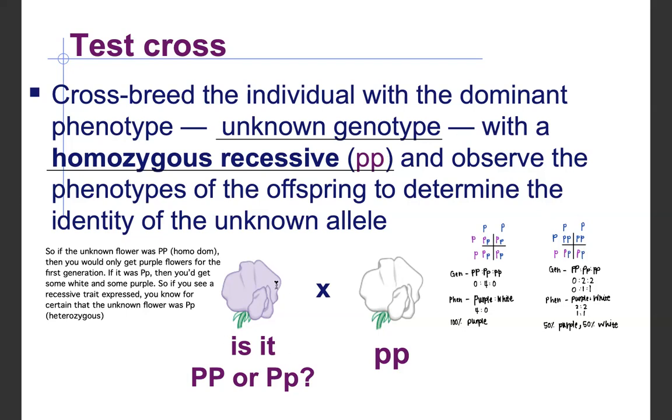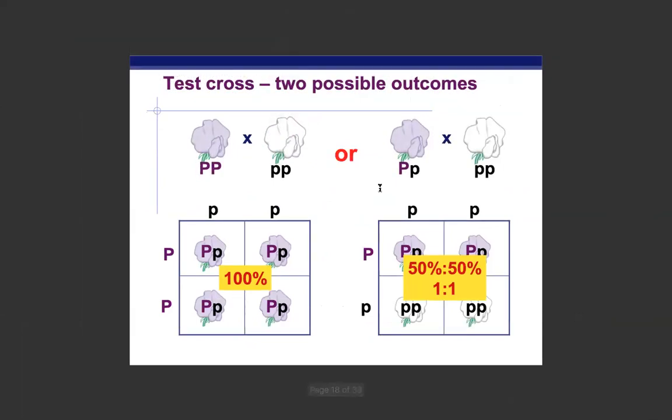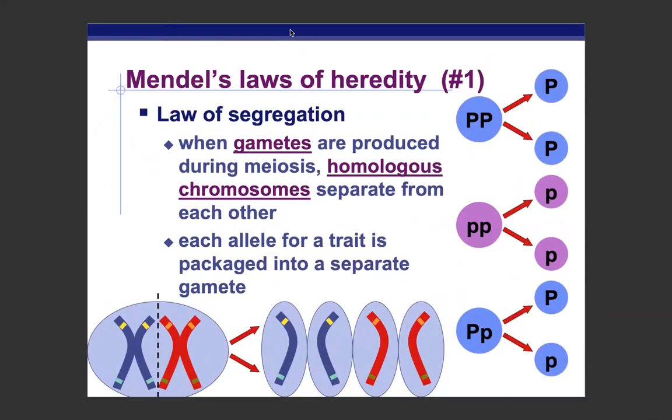Just know that if at any point they produce an offspring with the recessive characteristics, so in this case a white plant, then this plant, the unknown plant, must be heterozygous. As you can see, these are the two possible outcomes, where it's 100% heterozygous or 50% heterozygous and 50% homozygous recessive.